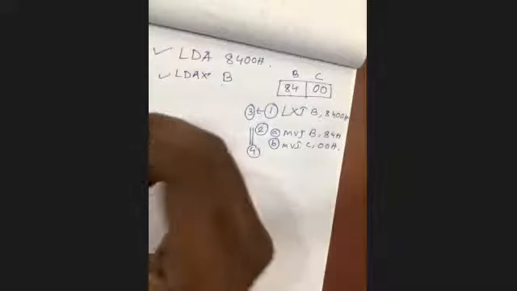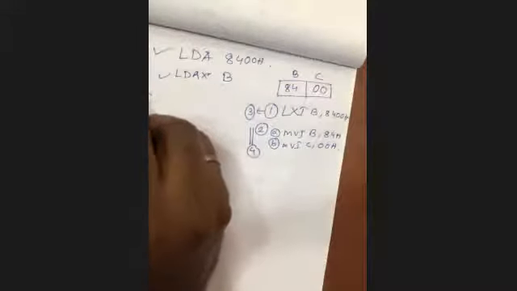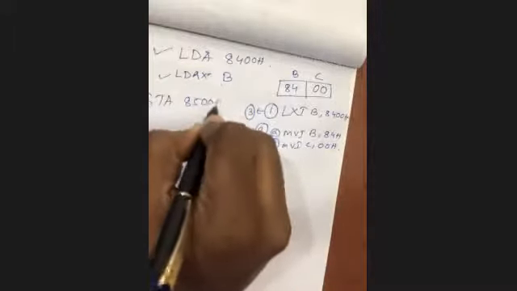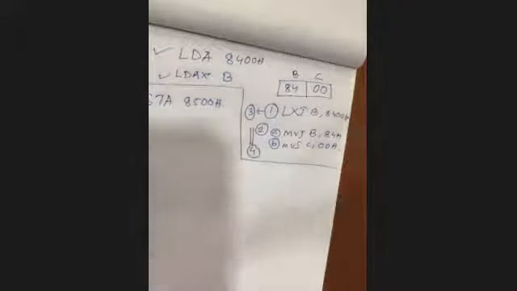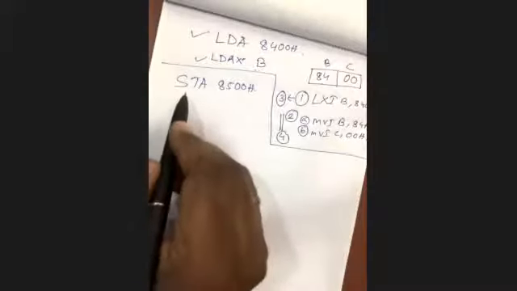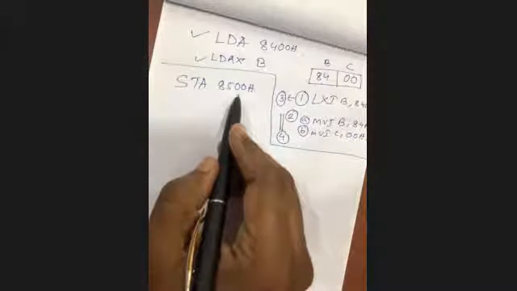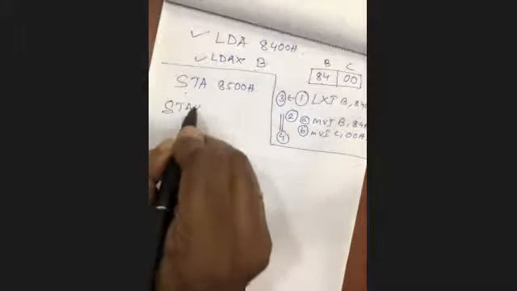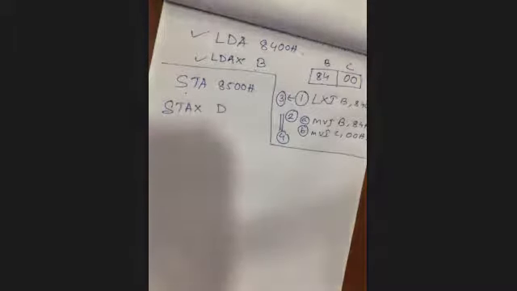Next, what is the function of STA 8500H? Just the opposite of LDA. It means the data of the accumulator will be stored in 8500H, the content of the accumulator will be stored into the 8500H memory location. STAX has a similar function. STAX B can be possible, STAX D can be possible, STAX H cannot be possible, right?